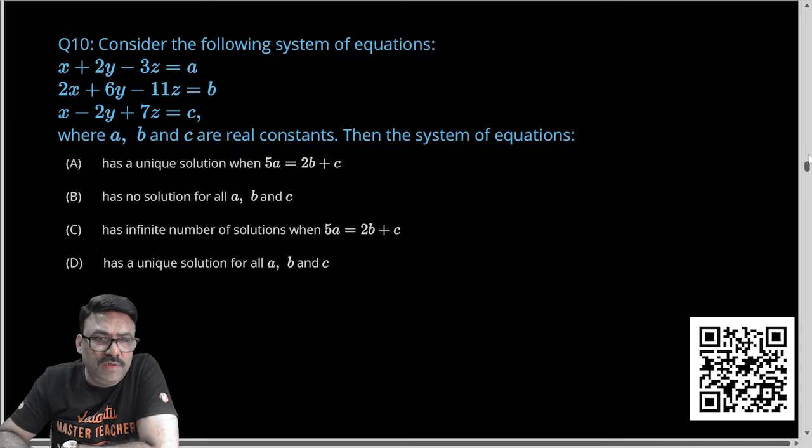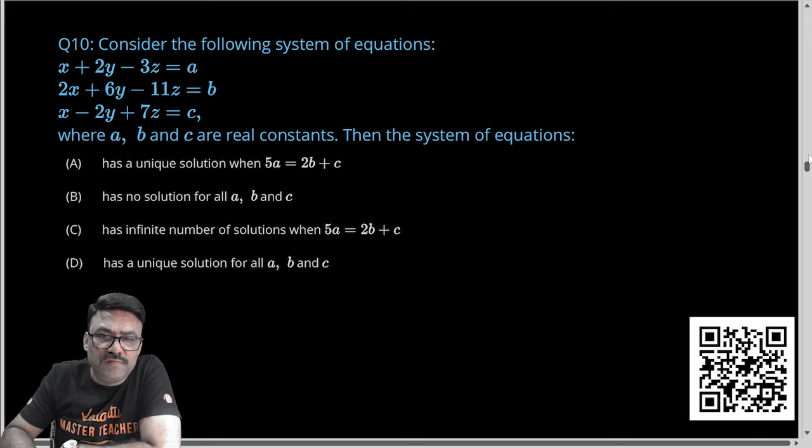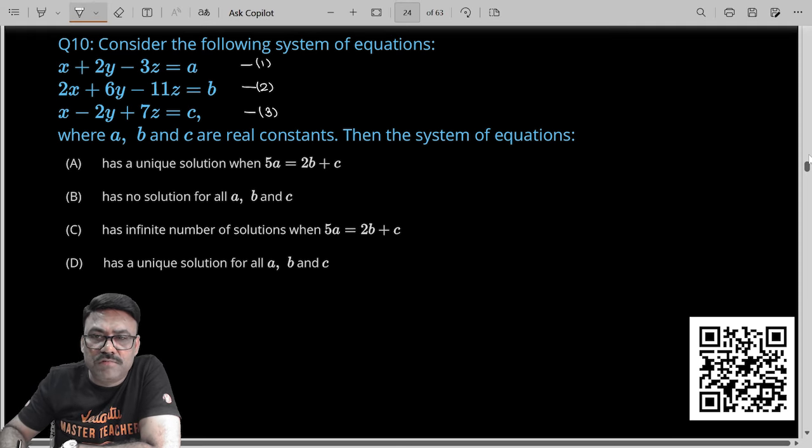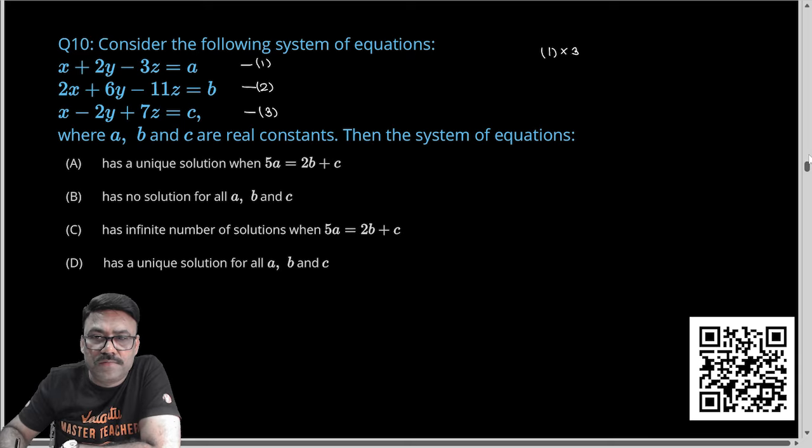So see, if I multiply the first equation by 3 and subtract the second equation, let's say this is the first equation, this is the second equation, this is the third equation. I'm multiplying the first equation by 3 and then subtracting the second equation. So I will get what? 3x minus 2x, which is x. 6y disappears. Then minus 9z plus 11z, so 2z. And the right side will become 3a minus b.